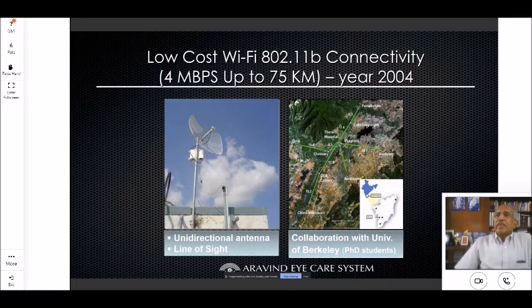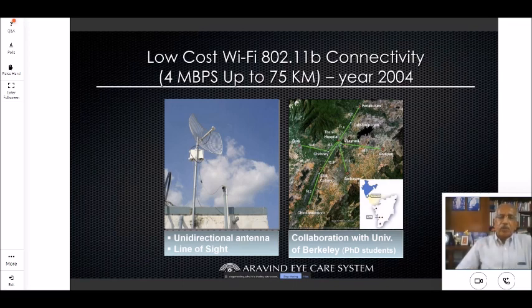This was in 1999-2000, when the internet was not what we experience today. We couldn't do what we are doing now 20 years back. So we had to come up with some solution. We developed and put up our own internet system using Wi-Fi. We fortunately had a group of students from UC Berkeley who had developed some technology to make Wi-Fi go long distances.